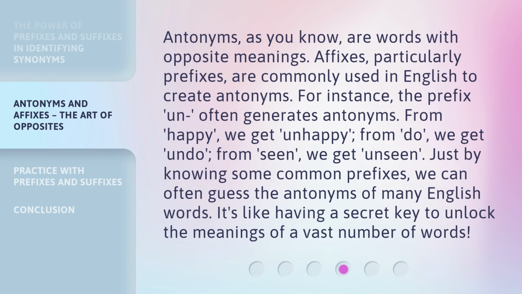Antonyms, as you know, are words with opposite meanings. Affixes, particularly prefixes, are commonly used in English to create antonyms. For instance, the prefix un often generates antonyms. From happy, we get unhappy. From do, we get undo. From seen, we get unseen. Just by knowing some common prefixes, we can often guess the antonyms of many English words. It's like having a secret key to unlock the meanings of a vast number of words.